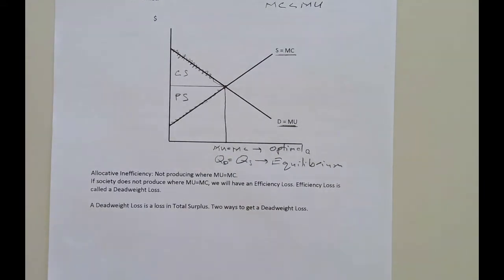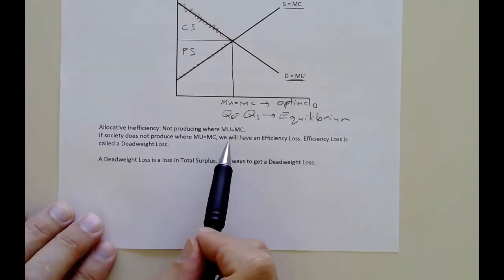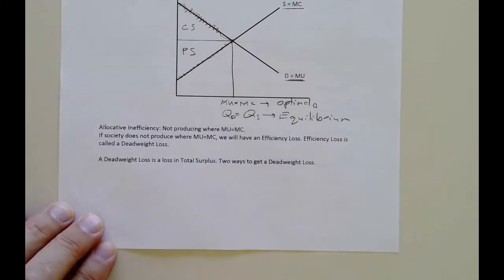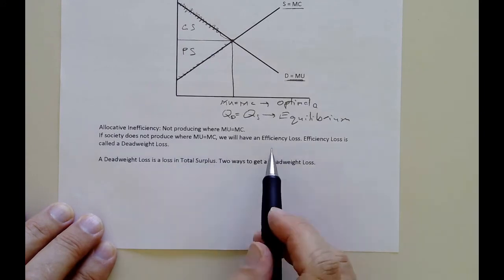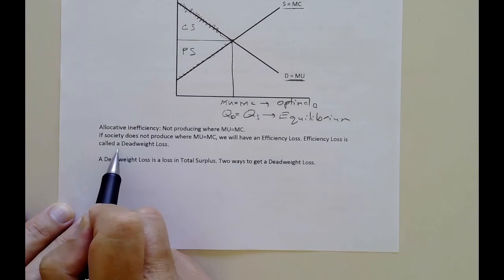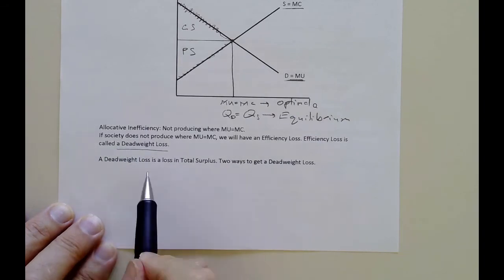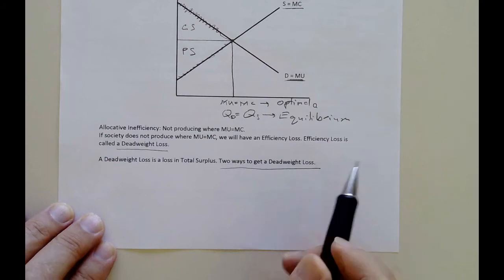And so we have what's known as allocative inefficiency. And we're not producing where the marginal utility equals marginal cost. If society does not produce where marginal utility equals marginal cost, then we have an efficiency loss. In economics, this efficiency loss is called a deadweight loss. A deadweight loss is a loss in total surplus. And there's two ways to get a deadweight loss.